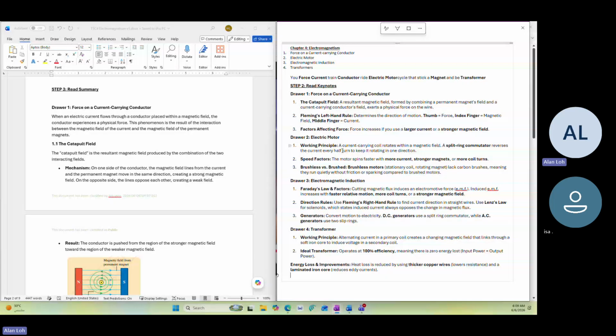All right, so let's start chapter 4 with the same method, same steps. Step 1, we have 4 drawers. Force on a current carrying conductor sounds a bit too wordy. Maybe we can focus on current carrying conductor.